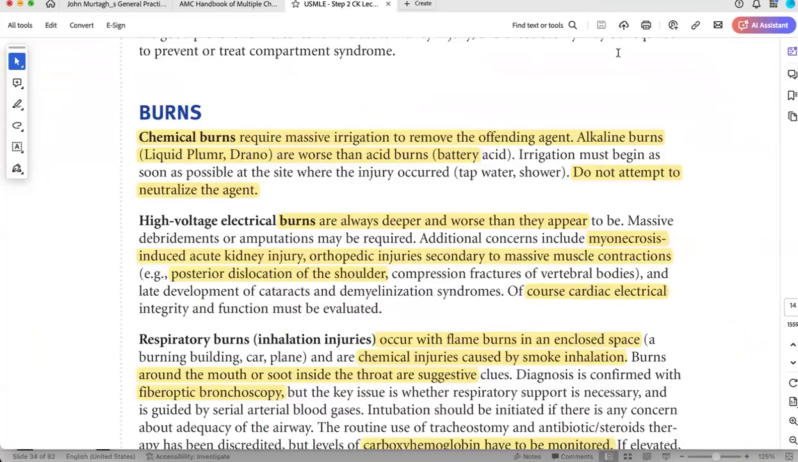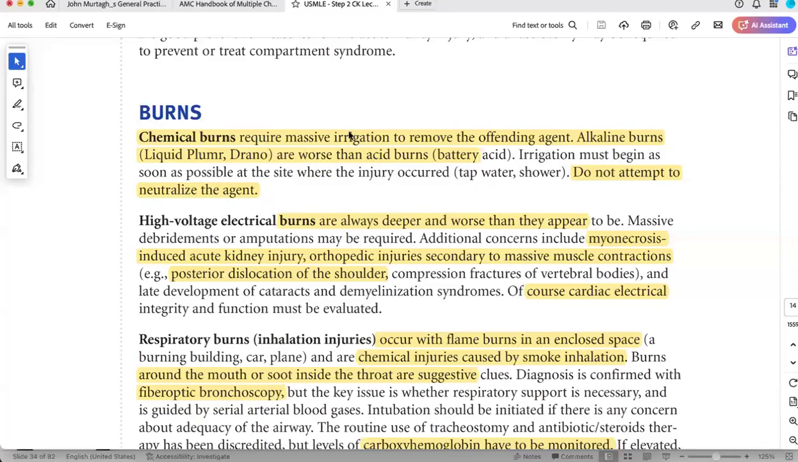Next, burn. So far we have done all the organ injuries one by one. Burn can be chemical burn, electric burn, respiratory burn. So a lot of burn can happen. Remember, chemical burn, alkaline burn are worse than the acid burn. Let's say someone has got a burn with acid. Don't try to neutralize that burn with some alkaline. Okay, so do not do that.